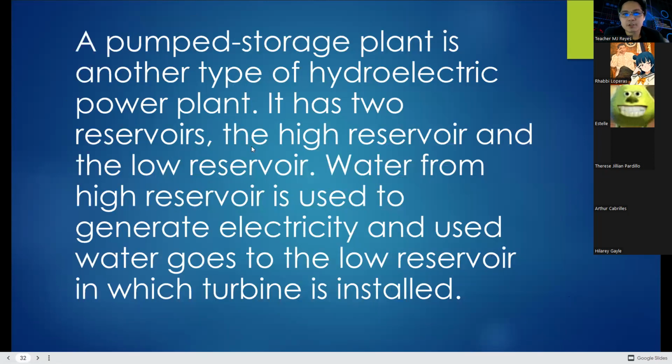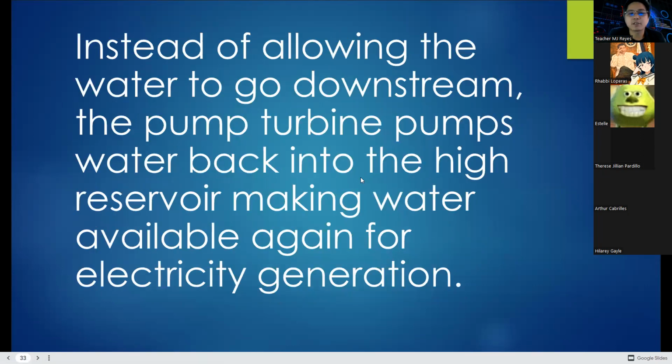A pump storage plant is another type of hydroelectric power plant. It has two reservoirs, the high reservoir and the low reservoir. Water from the high reservoir is used to generate electricity, and used water goes to the low reservoir, in which a turbine is installed. Let's take a look at the layout later.